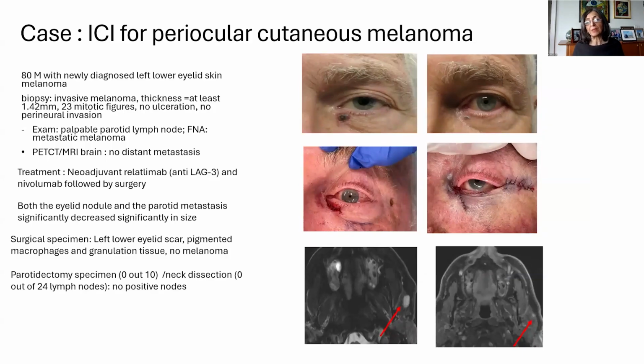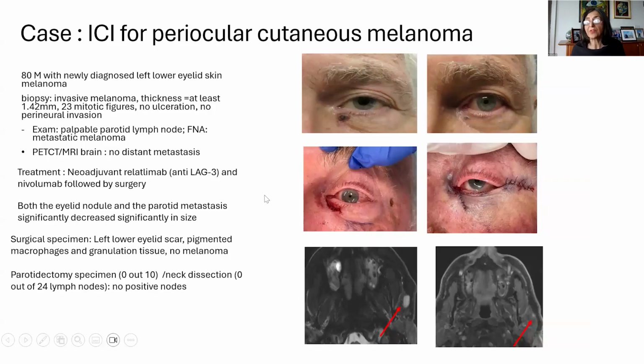In fact, immune checkpoint inhibitors that I've now mentioned for squamous cell cancer, for Merkel cell cancer, and now for melanomas, they were originally discovered for the treatment of cutaneous melanoma. So they are available. This patient happens to present with a melanoma of the lower eyelid, but already has lymph node metastasis at the time of presentation. So he was given immune checkpoint inhibitors. This particular drug is called relatlimab.